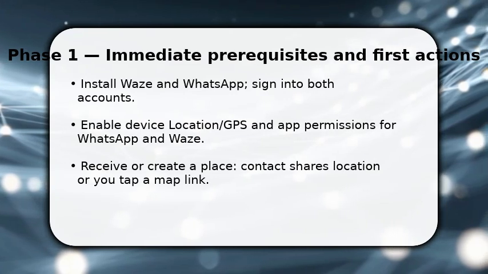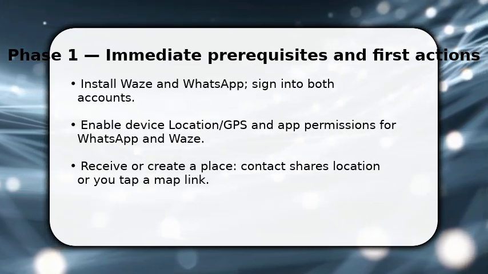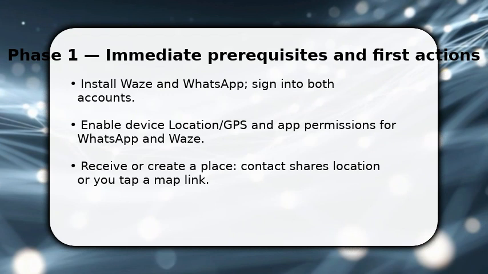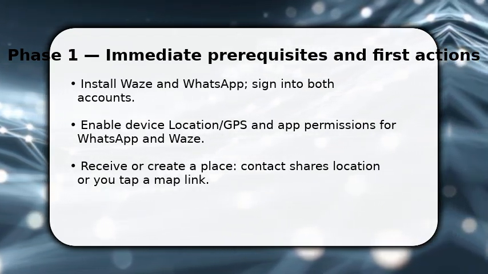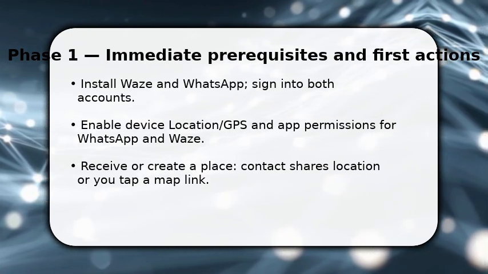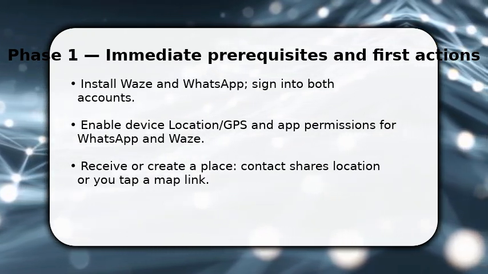Enjoy the video. You already have both apps, now act. Open WhatsApp and locate the chat with the place or link. Once done, confirm Waze is installed and GPS is on so coordinates resolve correctly. If the sender shared a pinned location, tap it.